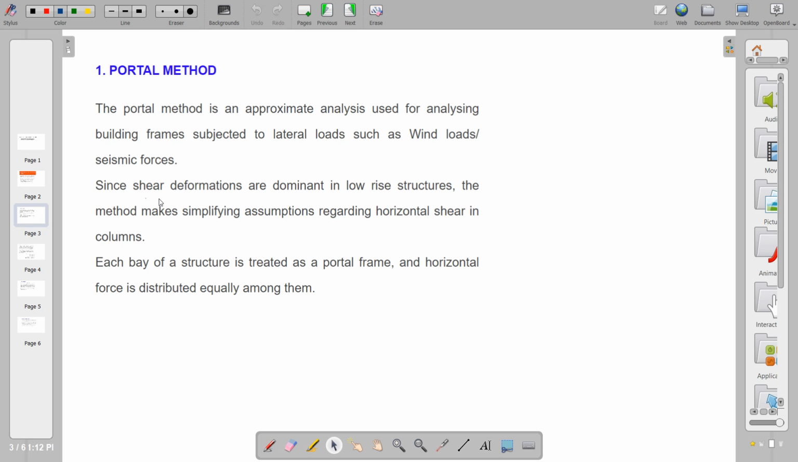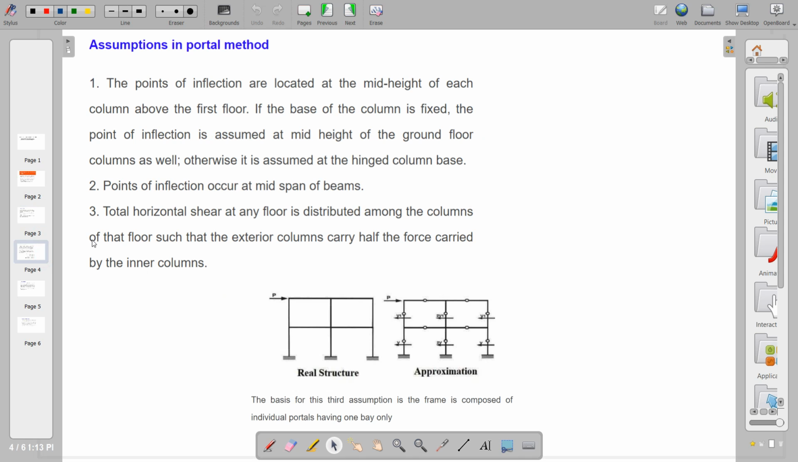So since shear deformations are dominant in low-rise structures, the method makes simplifying assumptions regarding horizontal shear in columns. Each bay of a structure is treated as a portal frame and the horizontal force is distributed equally among them. So this method is generally appropriate for low-rise building where your horizontal dimension is greater than the vertical dimension or the height of the building structure.